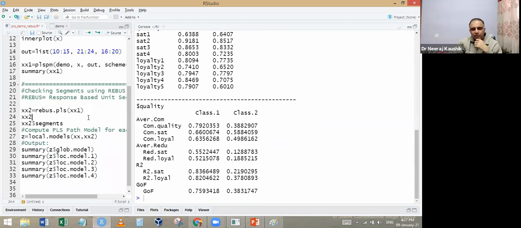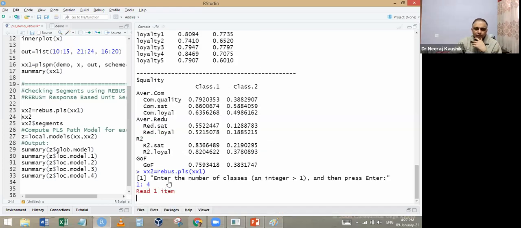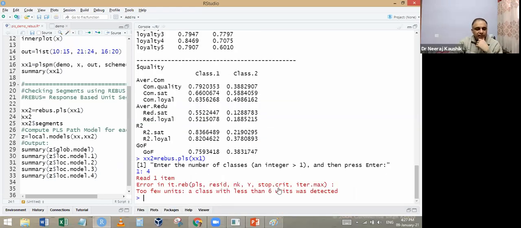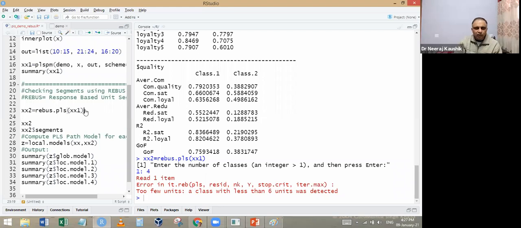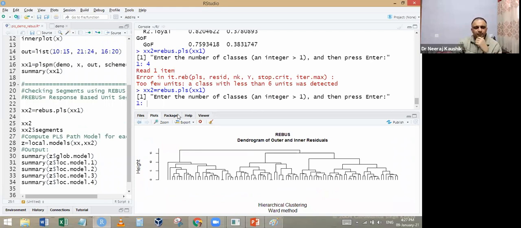Shall I check it once more for xx2? Let me work with this, and this time let me go for 4 clusters. Okay, it said I have done this, computed. Let me remove that. I am asking it to make the 4 clusters. It said too many units with less than 6 were detected. There are so many clusters with fewer than 6 people. It said sorry, not comfortable, no problem. Let's go along with 3 clusters because I want to show you how we check which cluster is best.